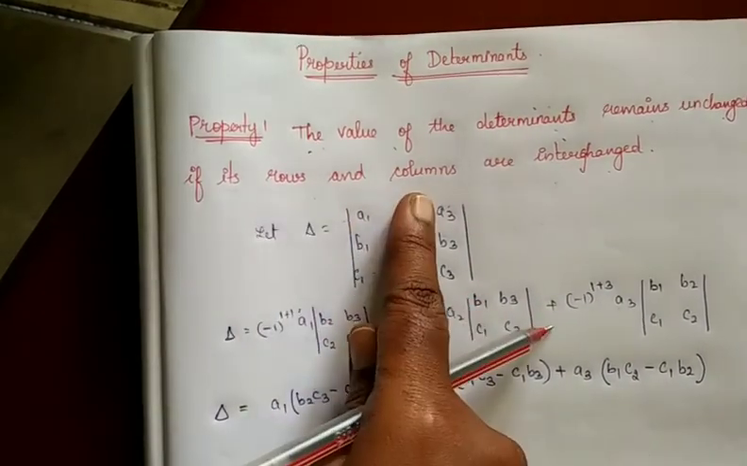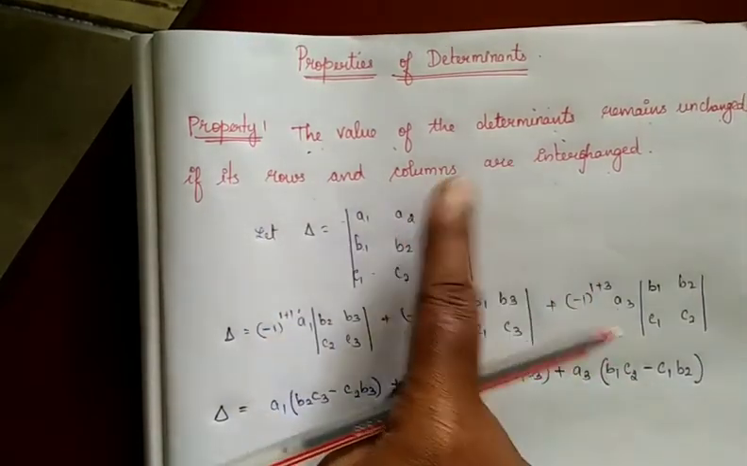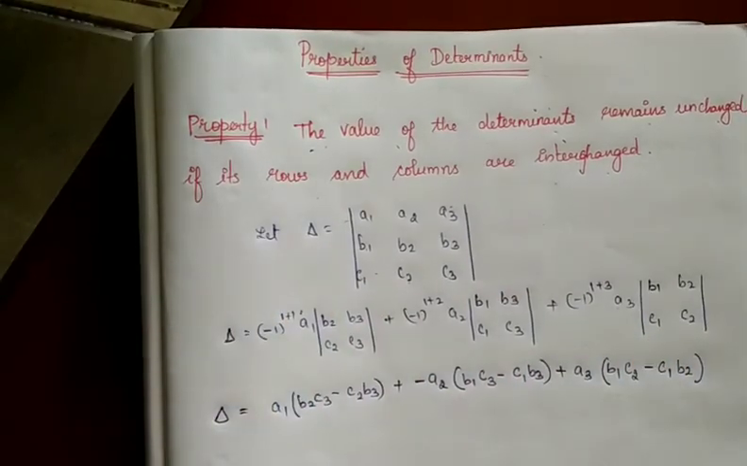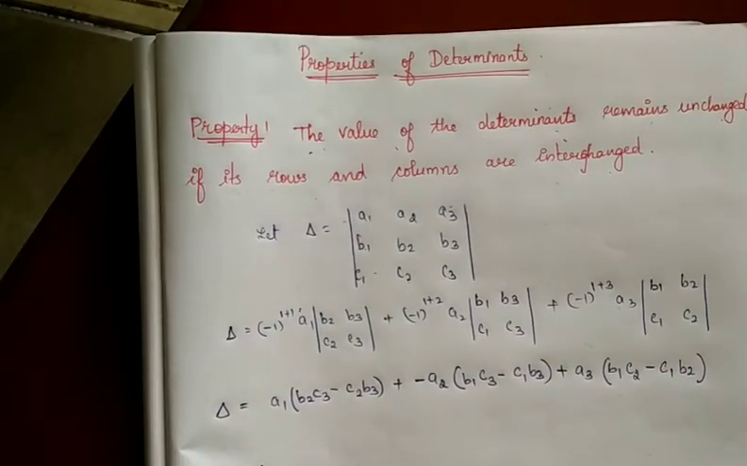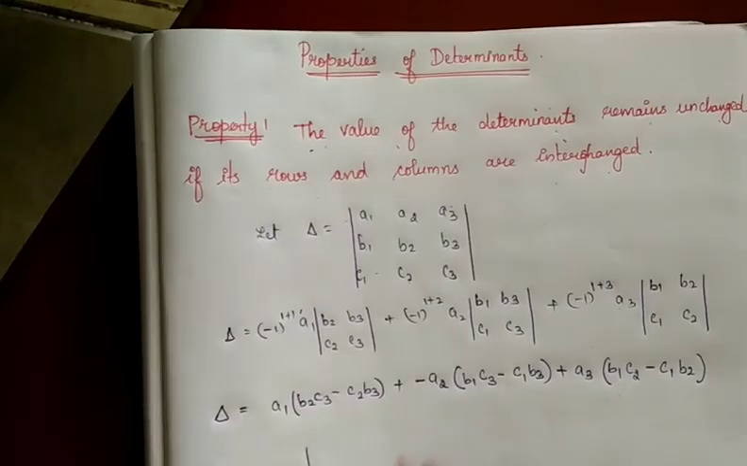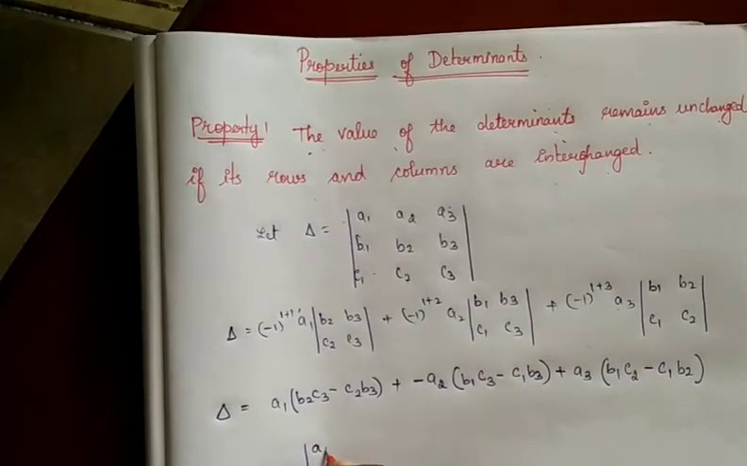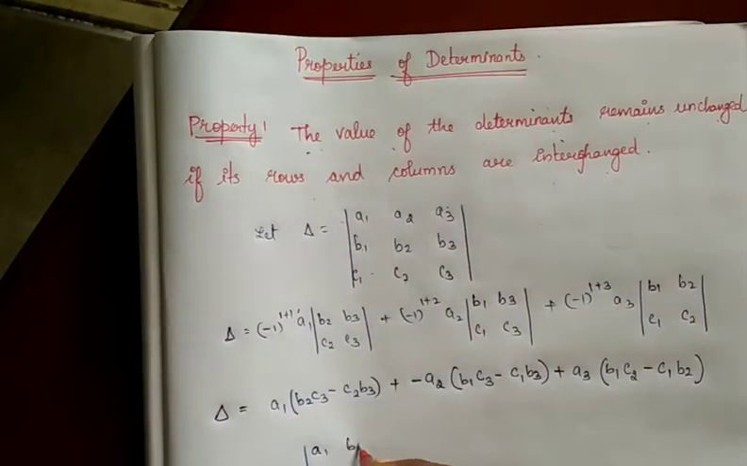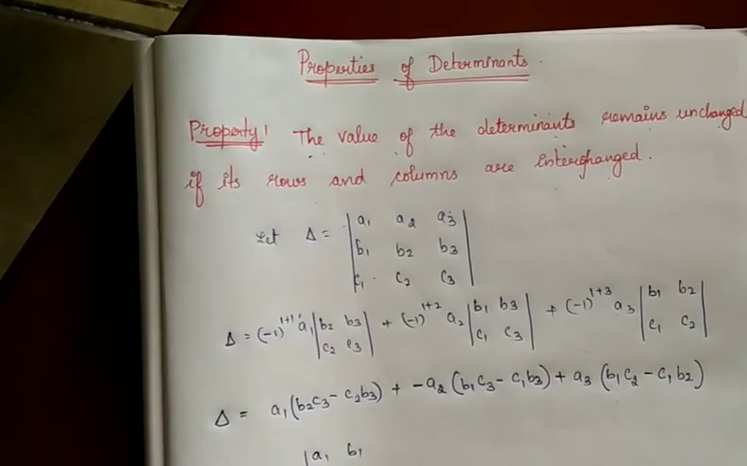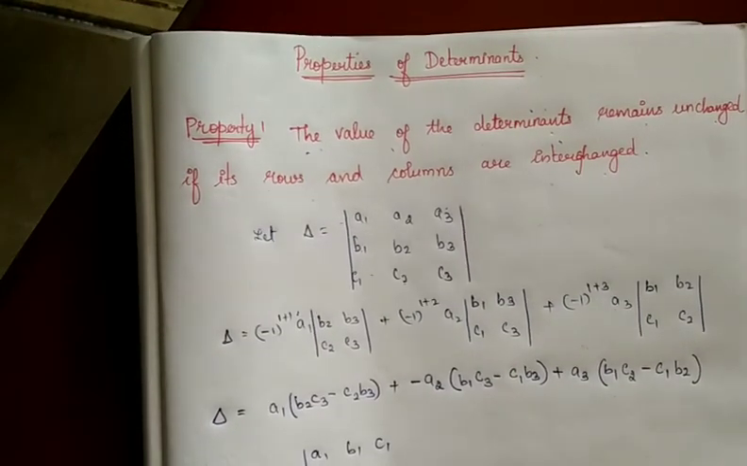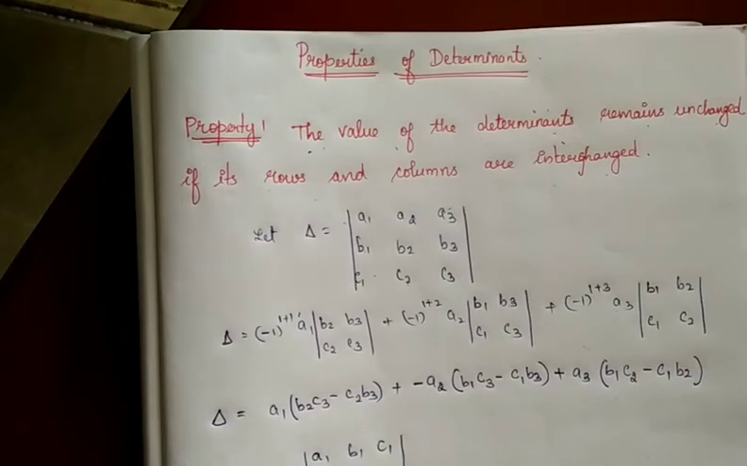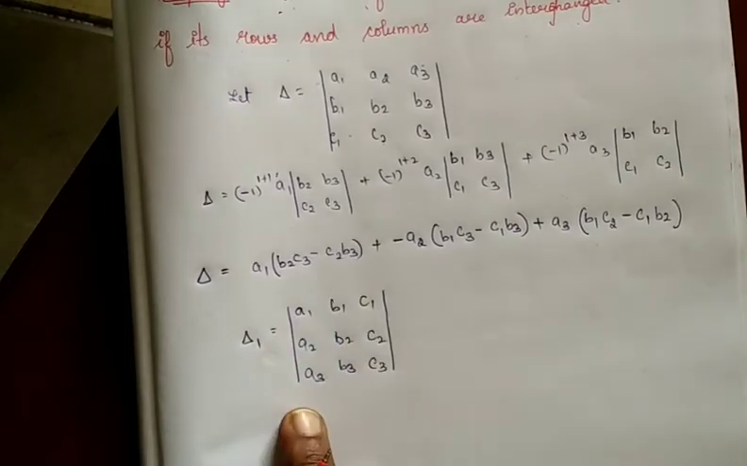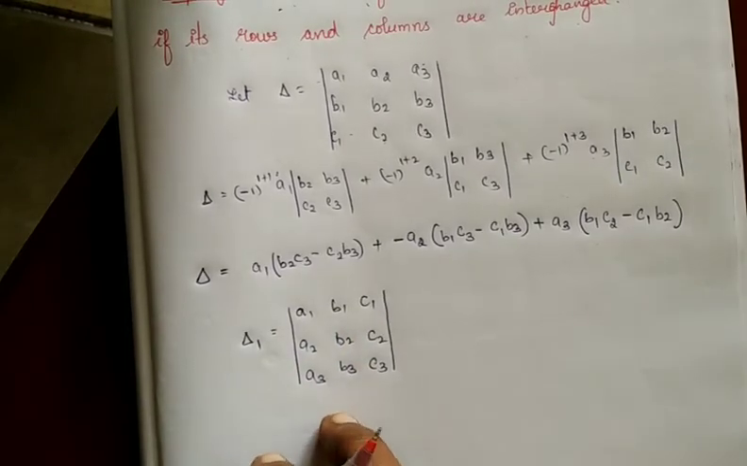Now what they have said is interchanging the rows and columns. The row we write as a column, and the column we write as a row. So after interchanging, let us take determinant 1 equal to a1 a2 a3, the first row written as a column, then b1 b2 b3, then c1 c2 c3. This is interchanging the rows and columns. Now let us find its value.